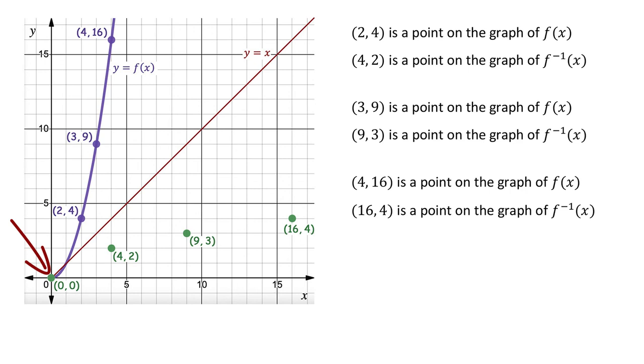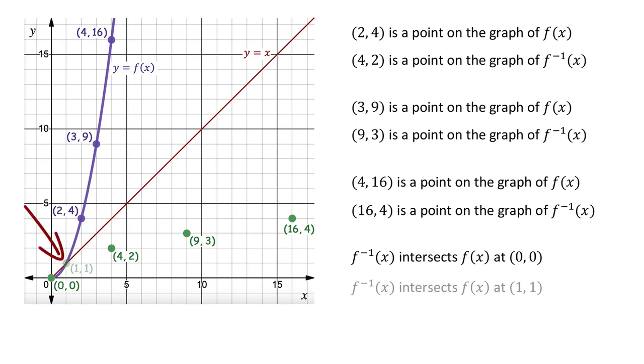Or we can think in terms of swapping inputs and outputs and realize that the point (0, 0) does not change. So the graphs of f and f inverse intersect at this point. Likewise, the graphs of f and f inverse will intersect at the point (1, 1). So now we're ready to sketch the graph of f inverse.